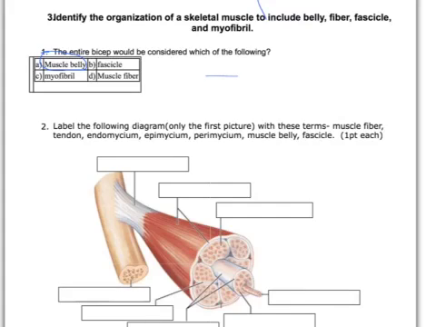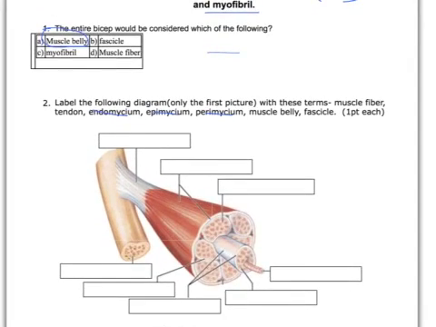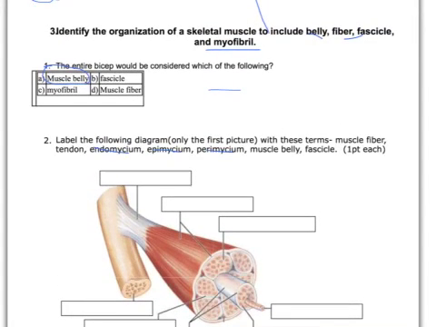All right, label the following diagram with these terms: muscle, fiber, tendon, endomysium. You don't have to do endomysium. You don't do epimysium. You don't do perimysium. Okay. So just focus on what is in my learning target. Cool. Fascicle. Fascia is the, let's see if you know, epi, outside. Endo means like in, enter, in. Epi means on the outside.